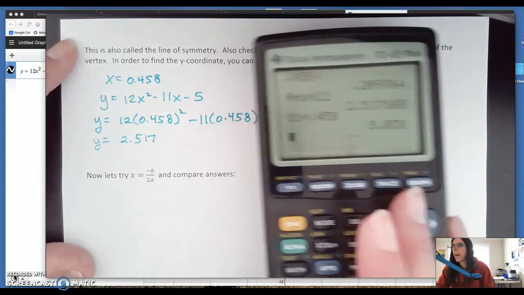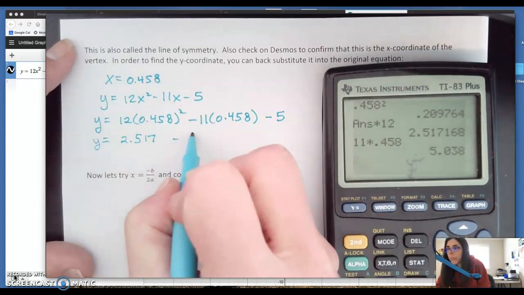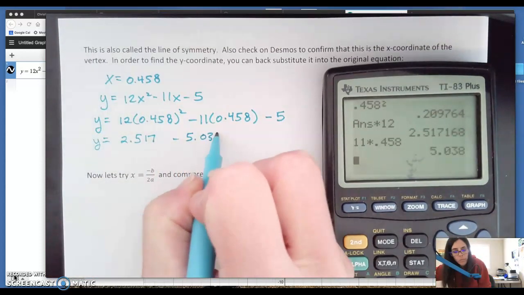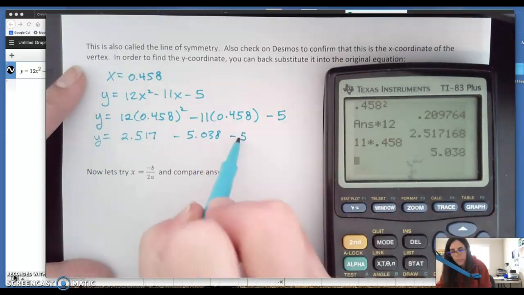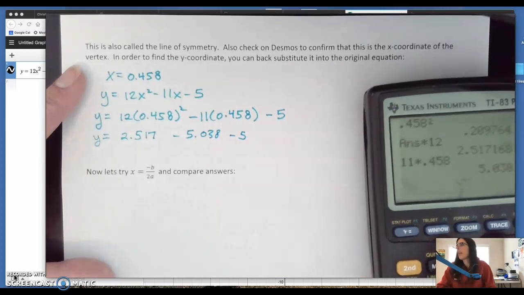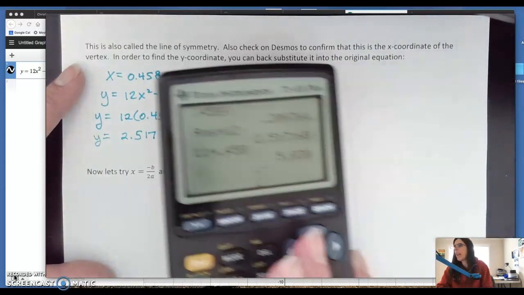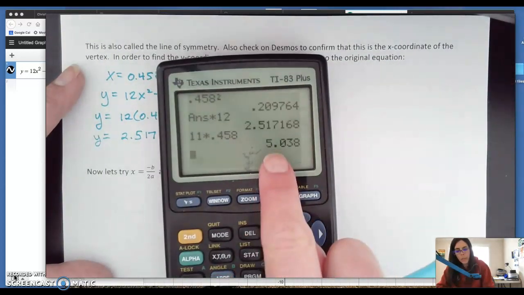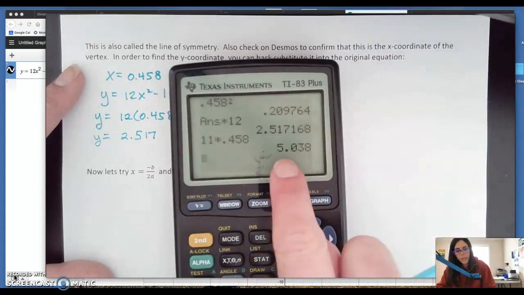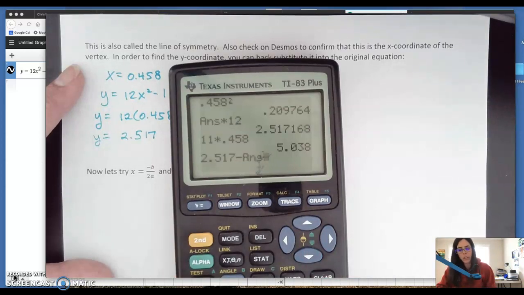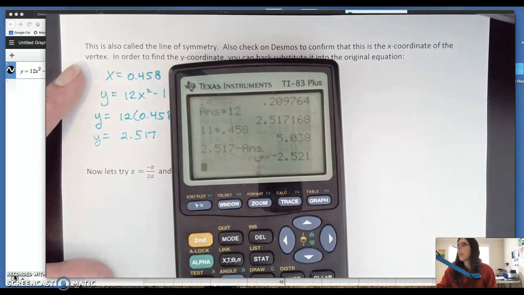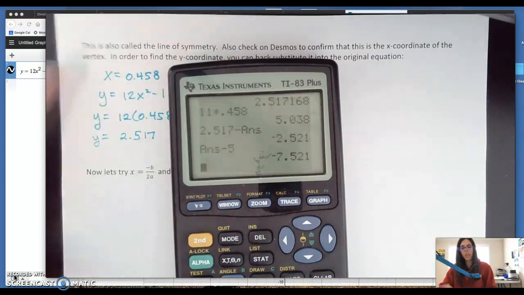So I got 5.038. Okay, so then minus 5. All right, and then I'm going to type all of those in and see what I get. Because I already have the 5.038, I'm just going to retype the 2.517 minus, and then I'll just go second answer. And then I also had to do minus 5.